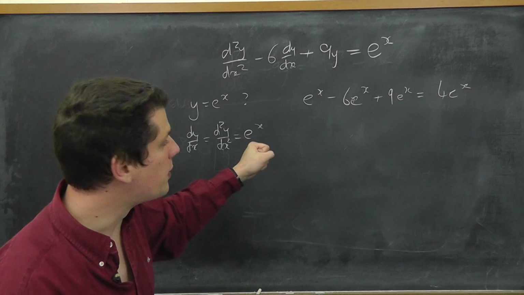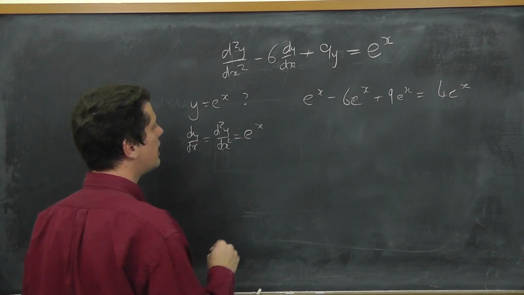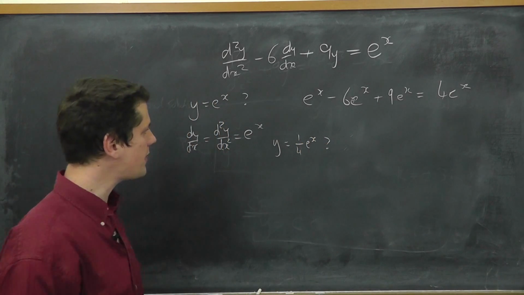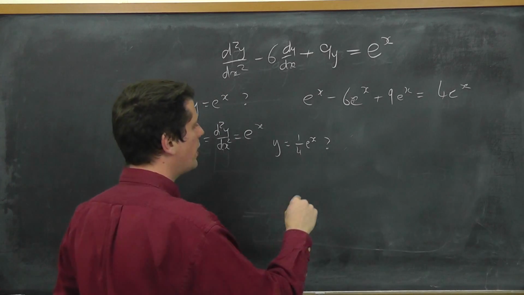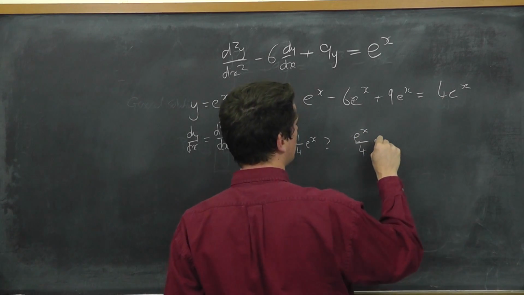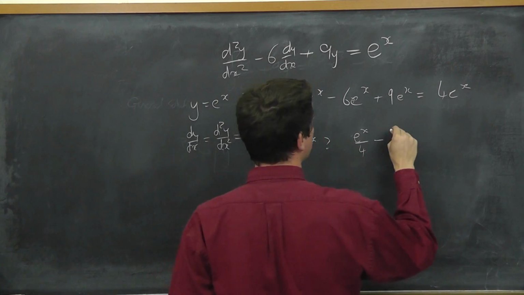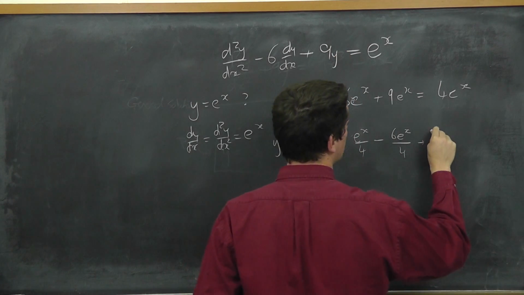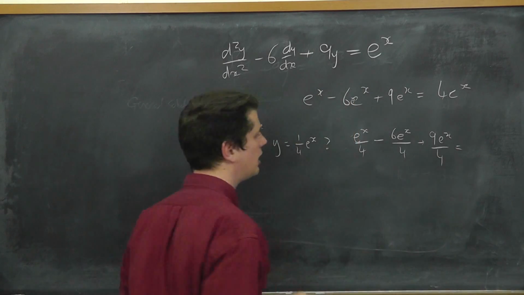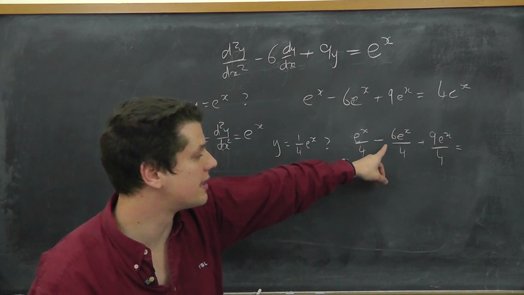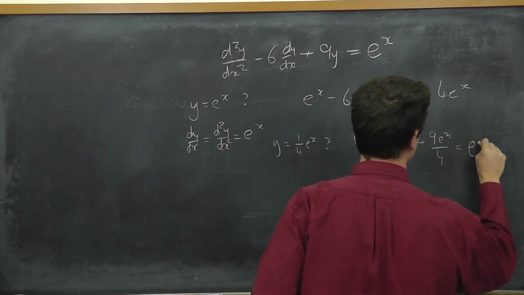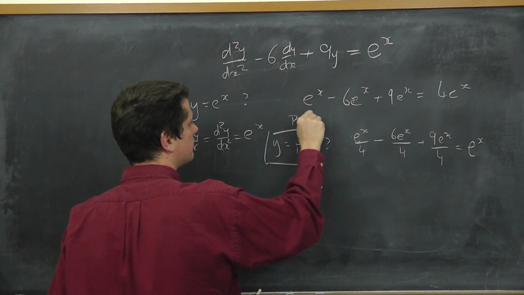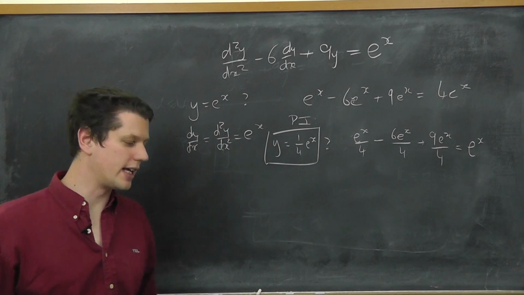But I think it should be fairly clear what we should do now to mend that. What we should do is try y equals a quarter e to the x. Then, when we look at the left-hand side, we get e to the x over 4, minus 6 times the derivative is minus 6e to the x over 4, and plus 9 times e to the x is plus 9e to the x over 4. And now we have e to the x plus 9e to the x minus 6e to the x, which is 4e to the x all over 4, so that's just e to the x. Exactly what we wanted. That means that our particular integral can be taken to be a quarter e to the x.